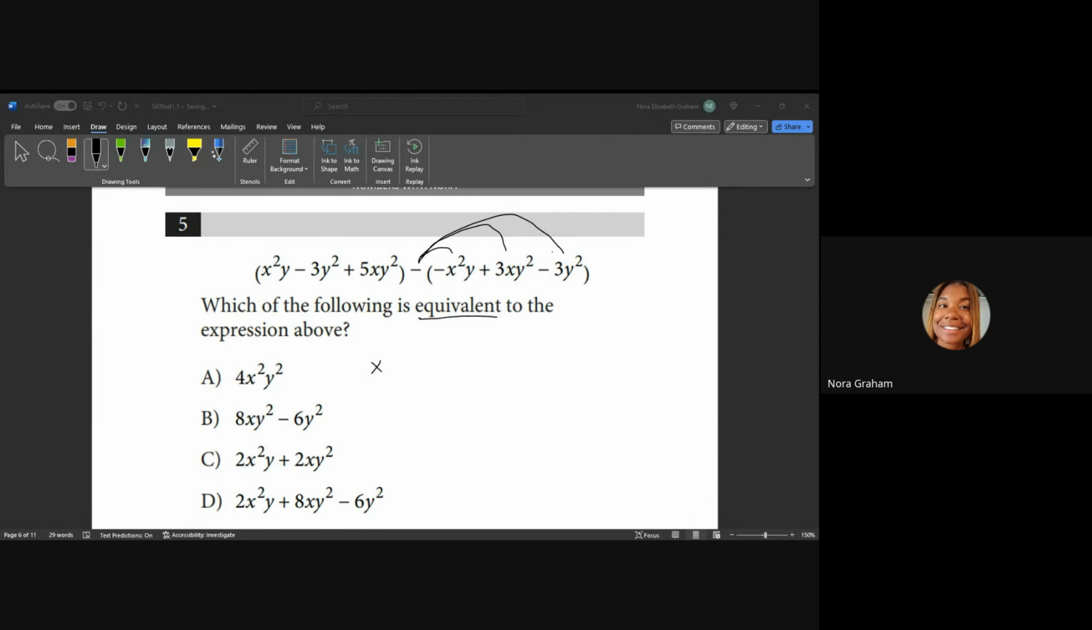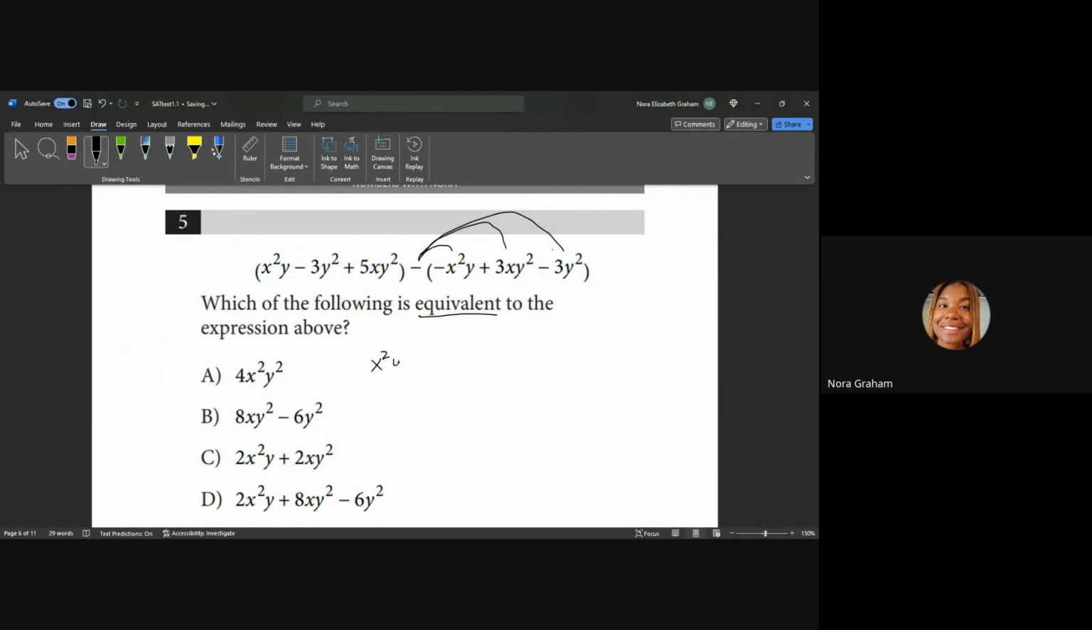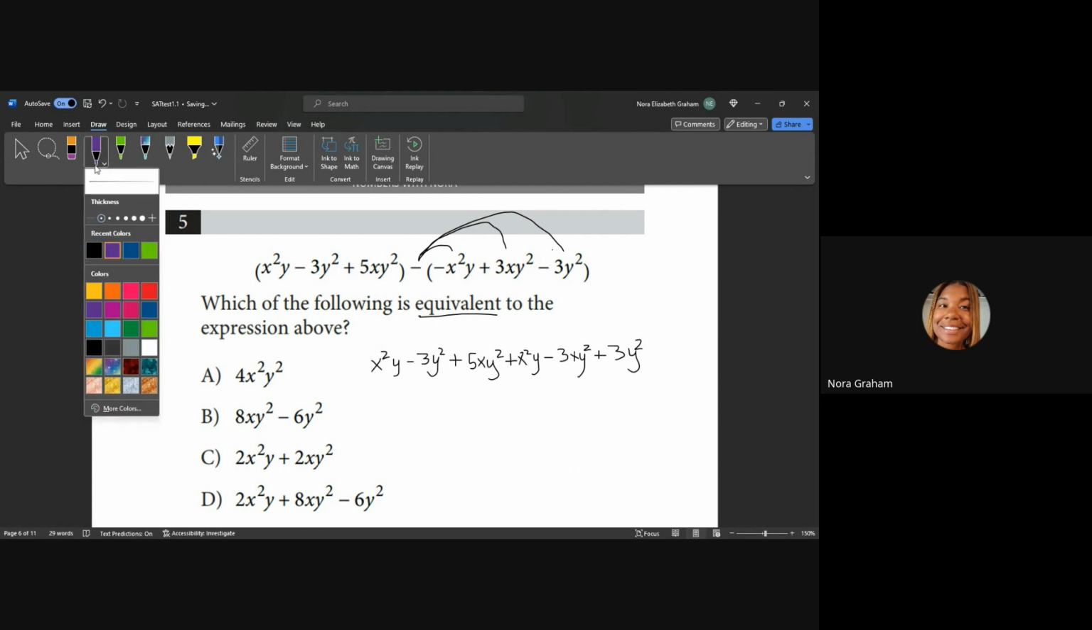So let's rewrite the first term right here. That just comes along for the ride, x squared y minus 3y squared plus 5xy squared. Nothing changes there. Only thing that's going to change is my second term, because I'm distributing that negative through. Negative times a negative is positive. So then I have plus x squared y minus 3xy squared. And again, negative times negative is a positive, so plus 3y squared. So now after distributing that through, I just want to combine my like terms, right?